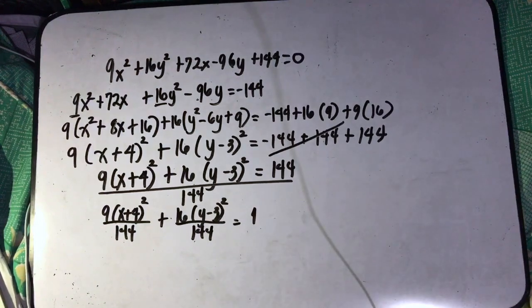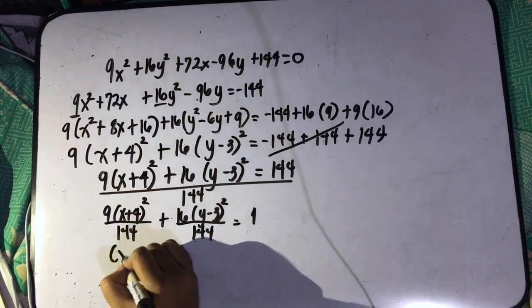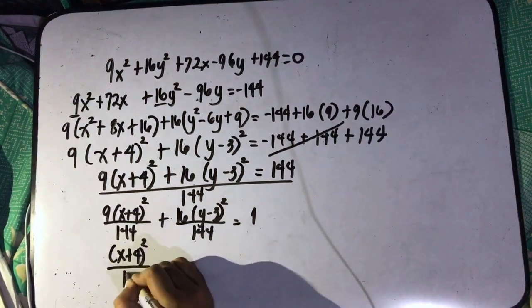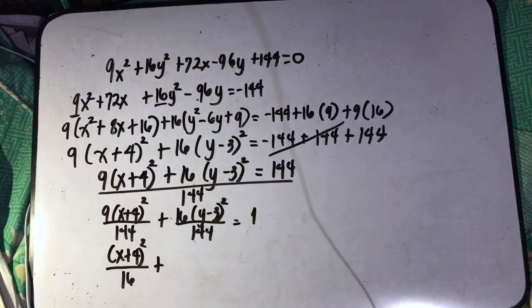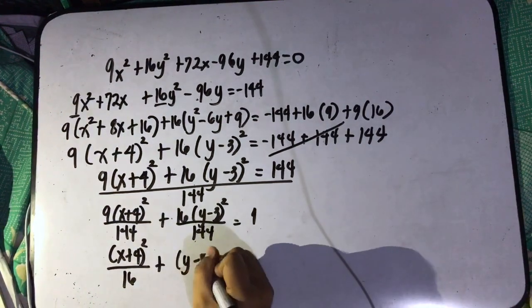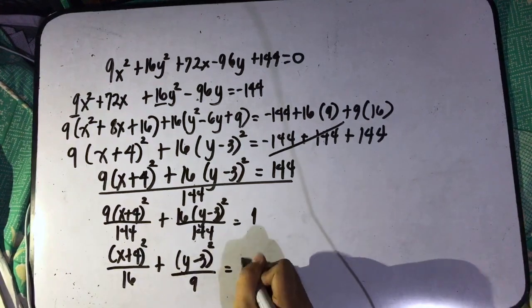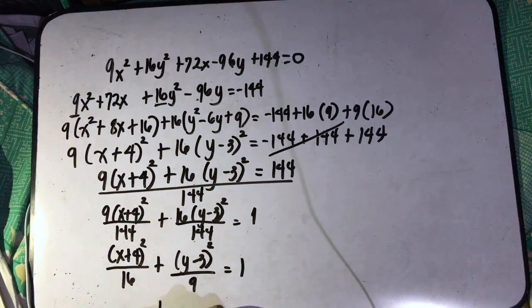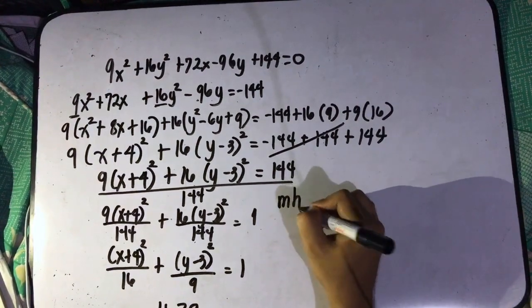So, what is 9 divided by 144? So, this becomes (x plus 4) quantity squared over 16 plus 16 divided by 144 will be (y minus 3) quantity squared over 9 is equal to 1. What can we say? That 16 is greater than 9. Therefore, we call this the major horizontal axis.